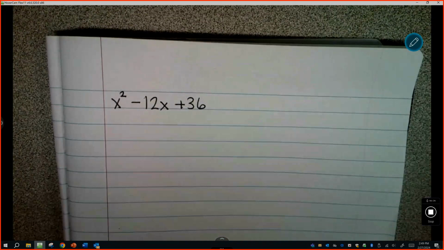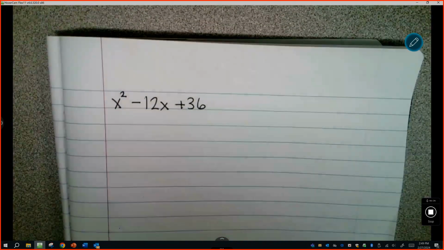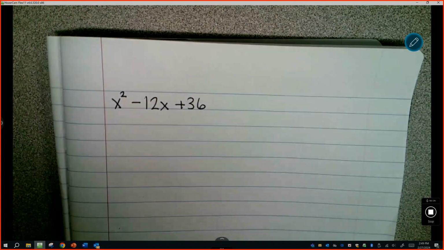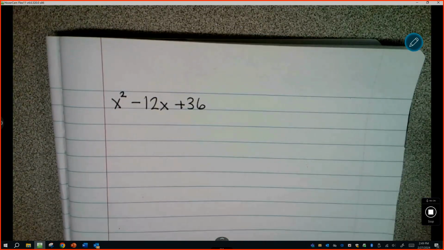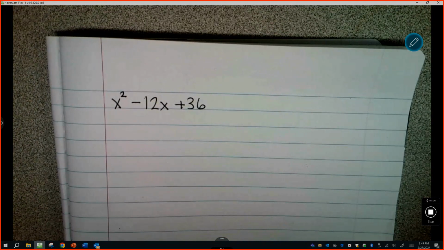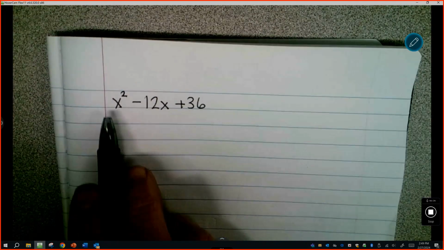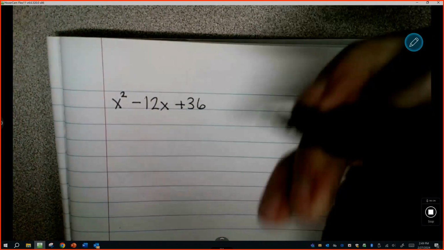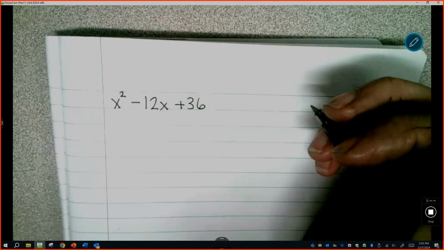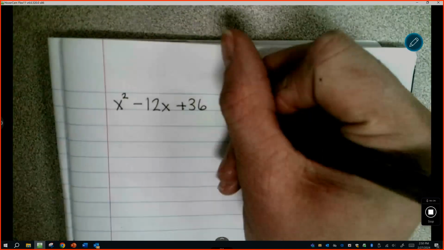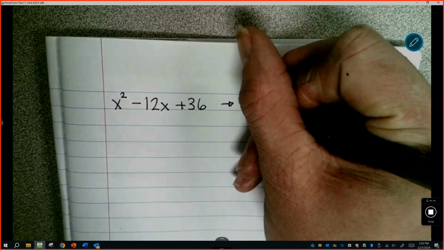So you should be really trying to get familiar with your perfect squares. And the second you see a perfect square as your first term and your last term, you need to be thinking, is this one of my special factoring patterns? In this case, we can check to see it's definitely not going to be a difference of squares, but it might be a perfect square trinomial. So let's see if this is.